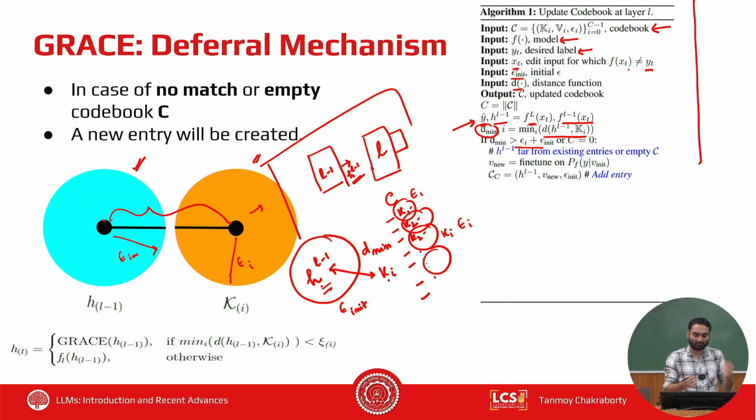I already mentioned that in a code base, every knowledge is stored using a triplet, k, v and epsilon. I know the k, which is HL minus 1. I know the epsilon, which is epsilon init. What is v? We don't know what is v. We need to learn v, right? And how do you learn this?